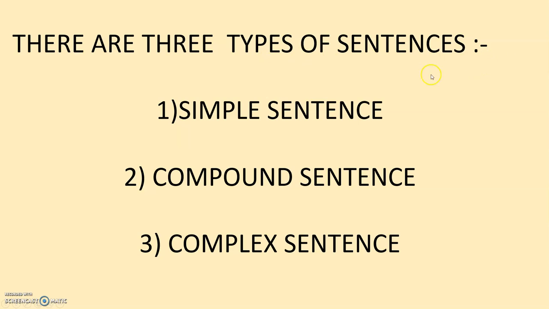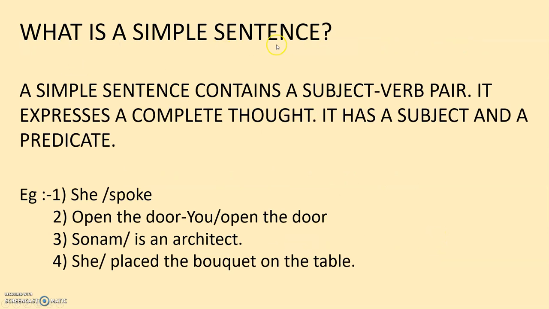Now there are three types of sentences that we know. That is simple sentence, compound sentence and complex sentence. Now what is a simple sentence? A simple sentence contains a subject, verb pair. It expresses a complete thought. It has a subject and a predicate. Okay, so it's simple, by the word itself, simple.